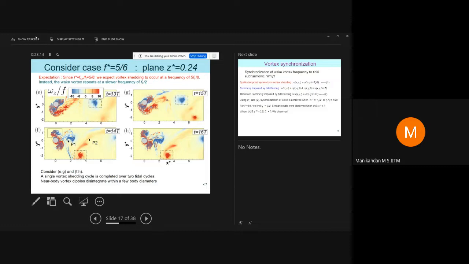So let's consider the case with f star equal to 5 over 6. So you have a plane of D star of 0.24, and this is the vorticity in here. So what you can see is that this vortex pattern at t equal to 13 T is the same as t equal to 15 T. Similarly, t equal to 14 T looks very similar to 16 T. So here we are getting a periodicity in the flow in time with a period of 2 times T, where T is the tidal period.